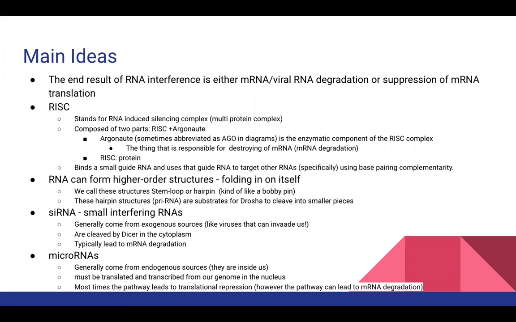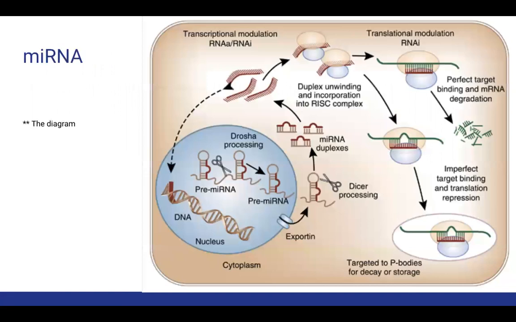And microRNAs or miRNAs come from endogenous sources, like inside of our cell, and they must be transcribed from our genome in the nucleus. And most of the time, this pathway leads to translational repression, but it can also lead to mRNA degradation, which also leads to translational repression. So for miRNA, this is the overall diagram.